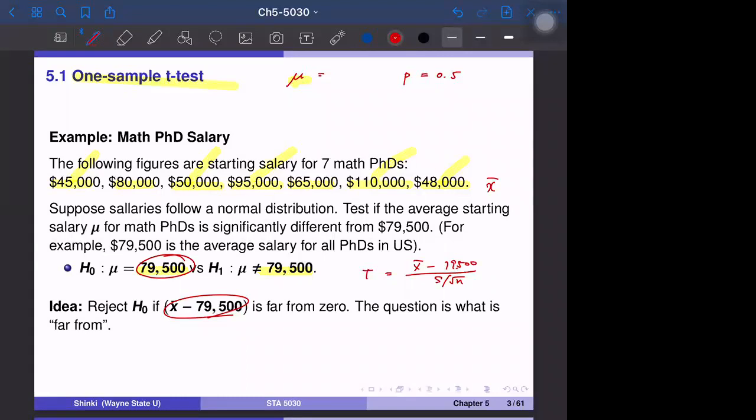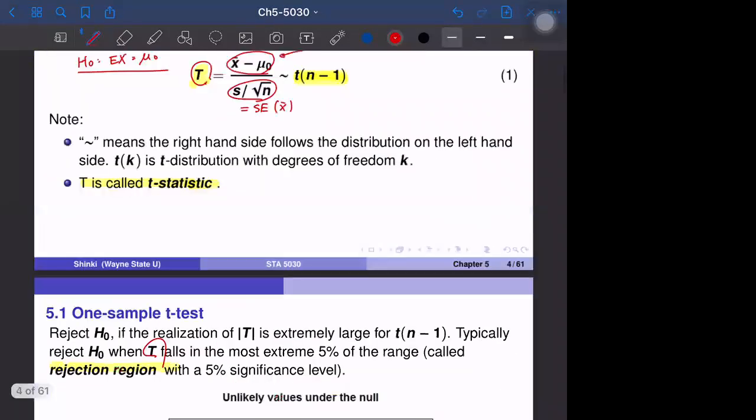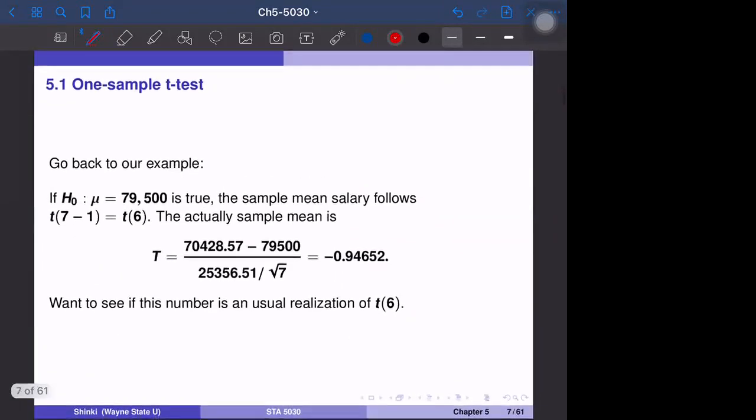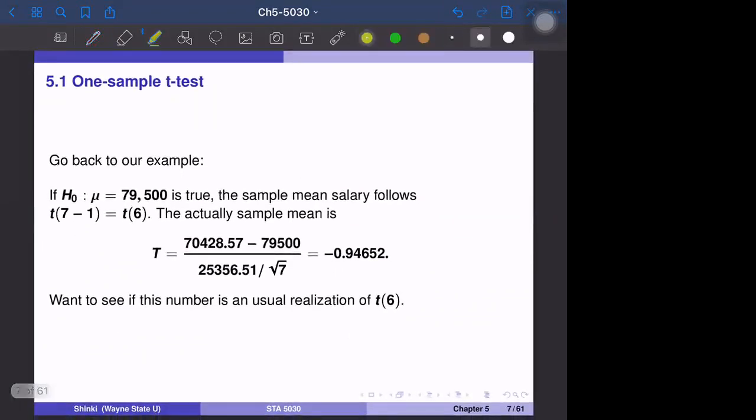Okay, so now the hypothesis is the average salary is 79,500 for all mass PhDs in the nation. And the data is given, so we can calculate x bar and s. Our null hypothesis is here, and the test statistic should follow a t-distribution with df 6, because sample size n is 7, so n minus 1 is 6. And capital T is here.